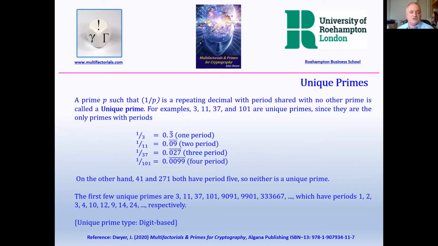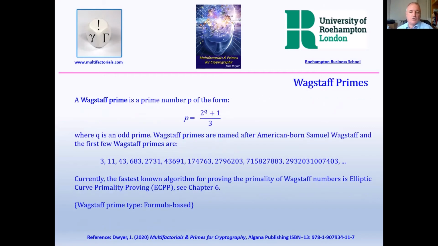Now, unique primes are a digit-based prime number. So we look at a third, 0.3 recurring. We look at 1 over 11, 0.09, 09, 09, etc. We can see for certain fractions or reciprocals that you have a cycle going on. And those cycles define the unique primes: 3, 11, 37, 101, 9091, and so on. Unique prime type, digit-based.